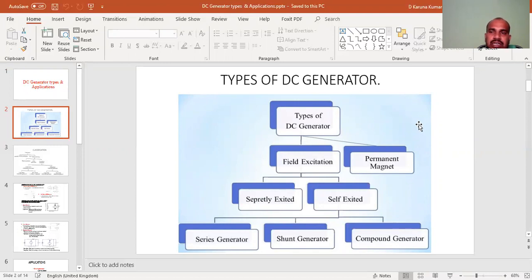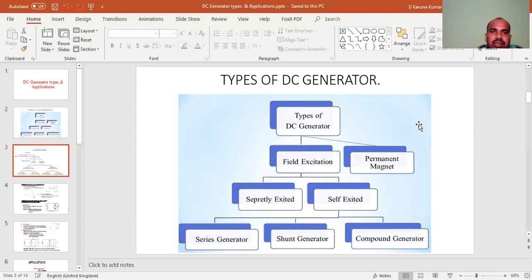Again, compound generators are divided into two types. The first one is long shunt DC compound generator and the second is short shunt DC compound generator. Again, the long shunt compound generator has two types: the cumulative compound DC generators and differential compound DC generators.